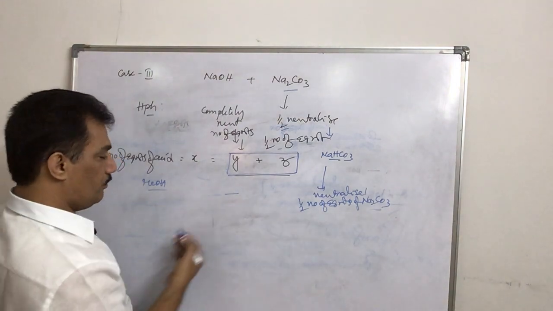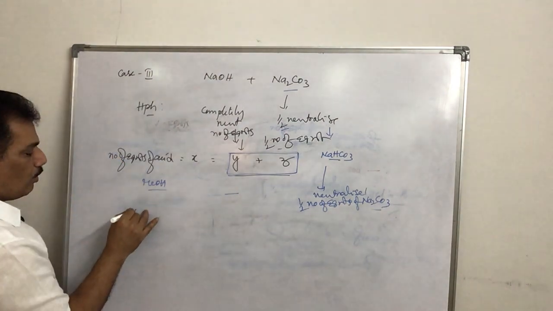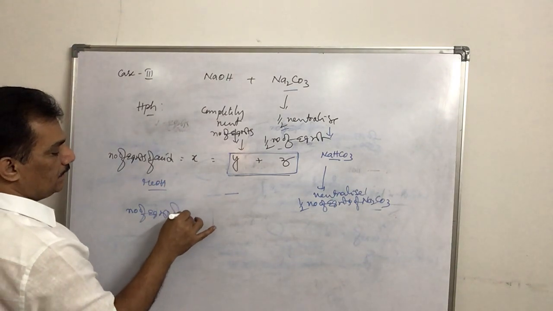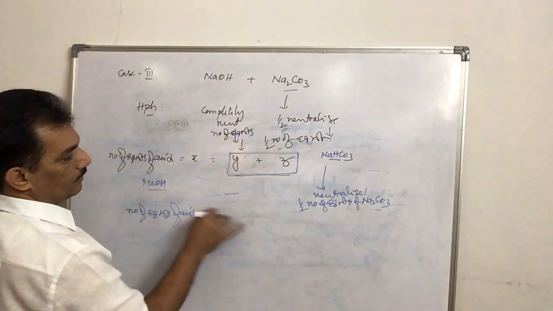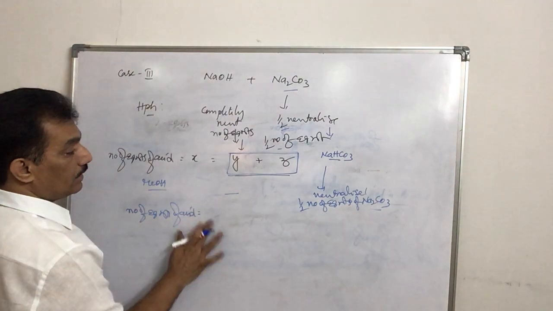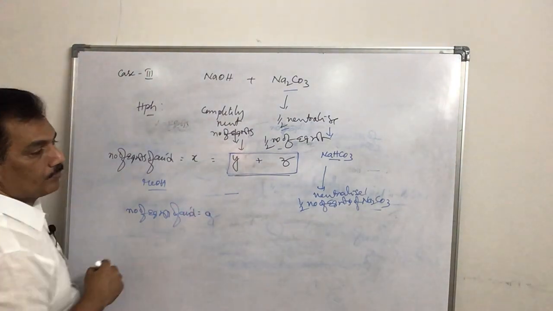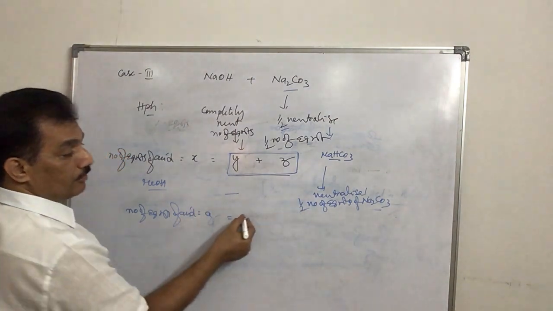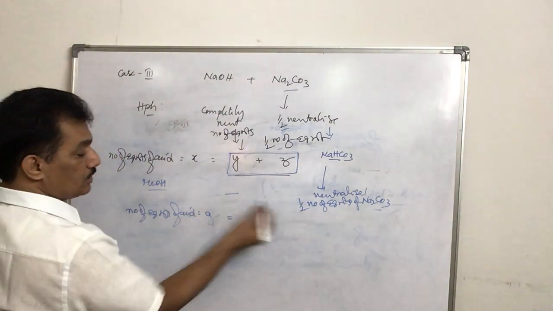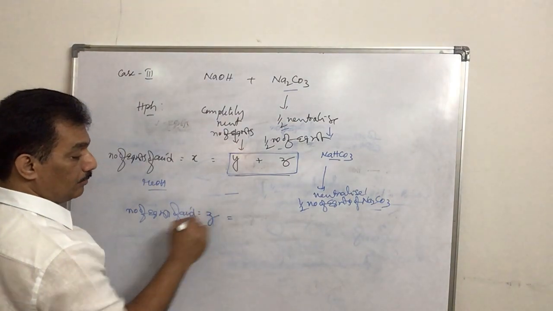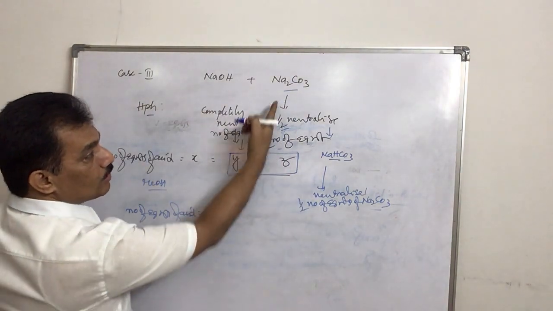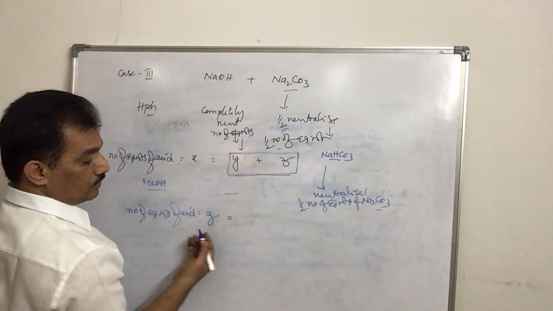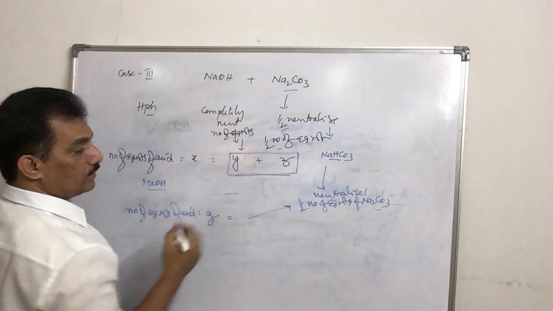Just remember, here Na2CO3 half neutralized means the remaining half is nothing but this one, is it not? That's why we take the number of equivalent weights of acid, let us consider it as A. This is equal to half the equivalent weights of Na2CO3. That means we can consider this as Z, because half the equivalent weights of Na2CO3 is Z. So this is equal to this.